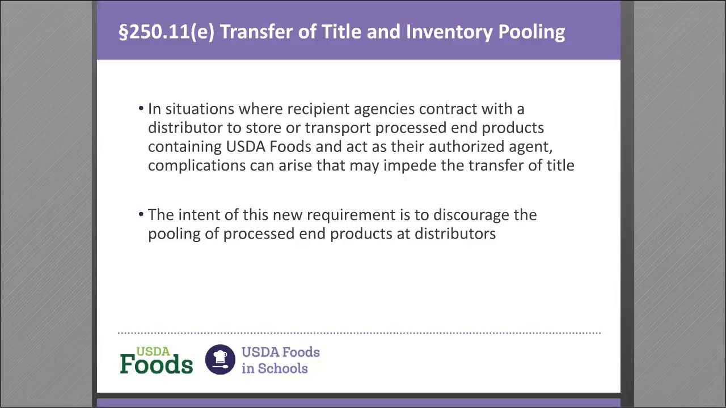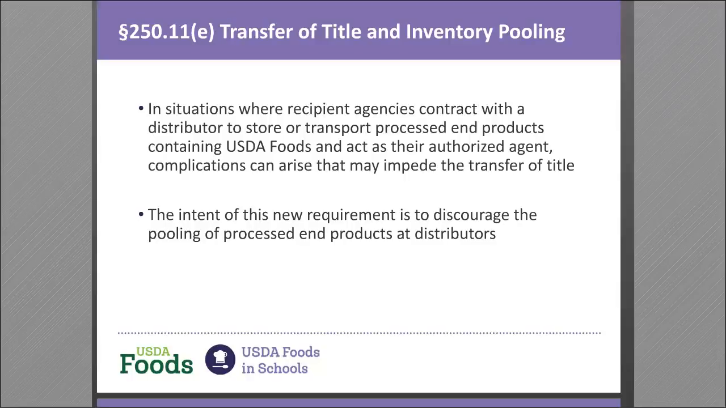Under previous regulations, title could not transfer to the recipient agency at the time of delivery at its contracted distributor because neither the processor nor the distributor knew which recipient agency would receive which products. We are trying to establish more transparency and accountability in the supply chain. We want to make sure that we can track whose inventory is where.